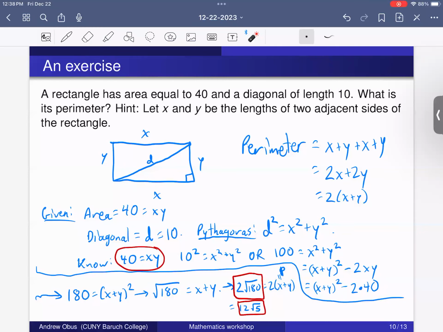Okay, so this problem is pretty tricky. You have to do a lot of things. You have to use the Pythagorean theorem, and then find this creative substitution in order to solve for x plus y on its own. Then you carry through all of the math, and you end up getting 2 times the square root of 180, or 12 times the square root of 5, which is the same thing. Okay, so it's a bit of a tricky problem. Any questions on this?